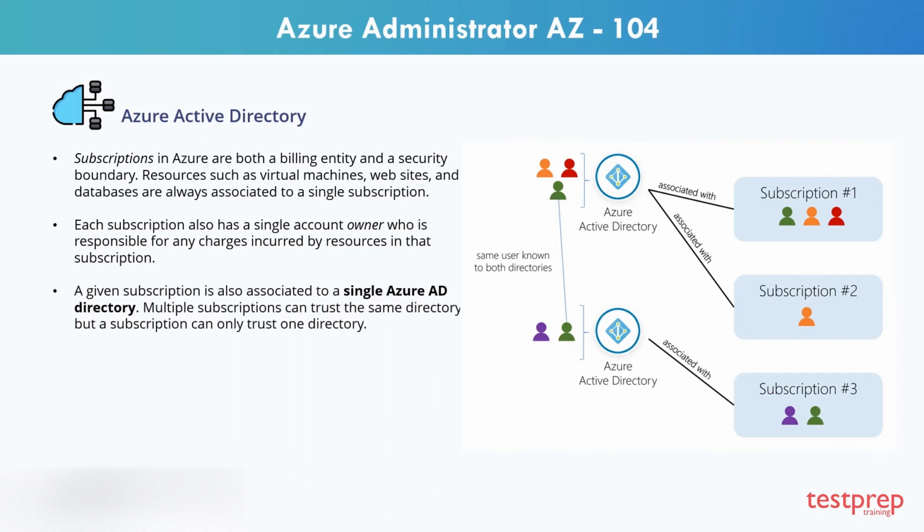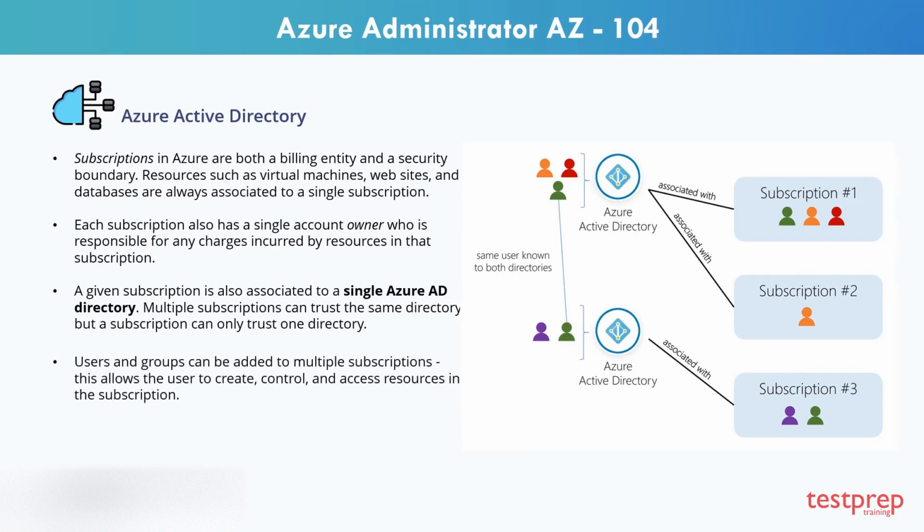A given subscription is also associated to a single Azure AD directory. Multiple subscriptions can trust the same directory, but a subscription can only trust one directory. Users and groups can be added to multiple subscriptions. This allows the user to create, control, and access resources in the subscription. When you add a user to a subscription, the user must be known to the associated directory, as shown in the image.